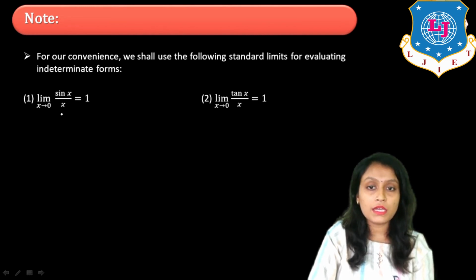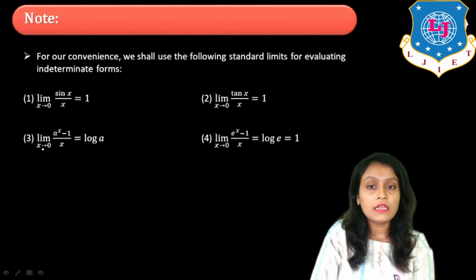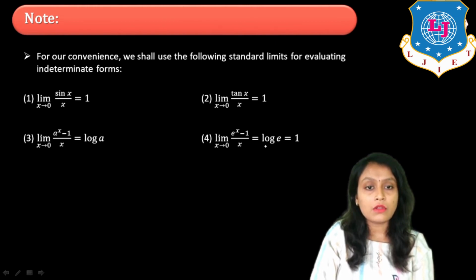So the first one is limit x tends to 0 sin x upon x is equal to 1. Limit x tends to 0 tan x upon x is equal to 1. Next, limit x tends to 0 a raised to x minus 1 upon x is equal to log a, and limit x tends to 0 e raised to x minus 1 upon x is equal to log e. Now log e base e is 1.